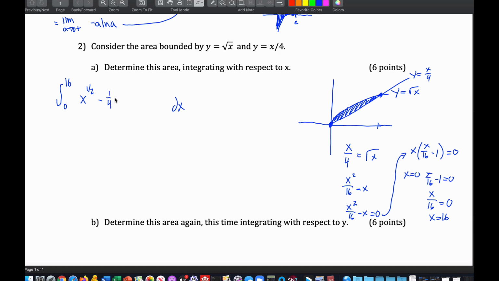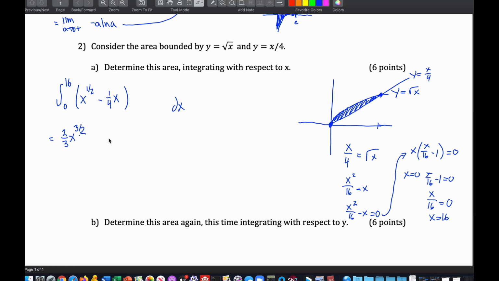Maybe I'll write that as 1/4 x, again, to try to make my antiderivative life easy. If we could figure out this definite integral, we'd be done with the problem. See, I think we can do that, because the antiderivative here would be 2/3 x to the 3/2 power if I add 1 to the exponent and then bring the reciprocal down in front.